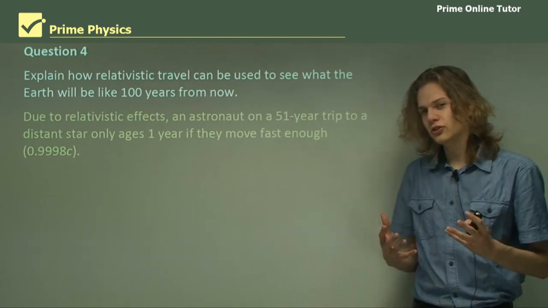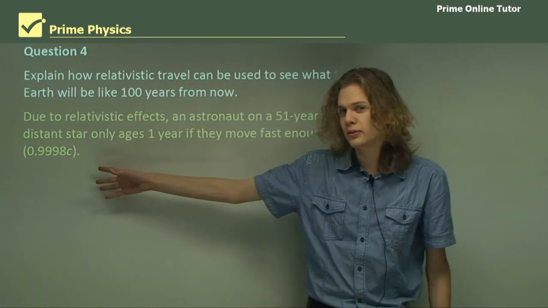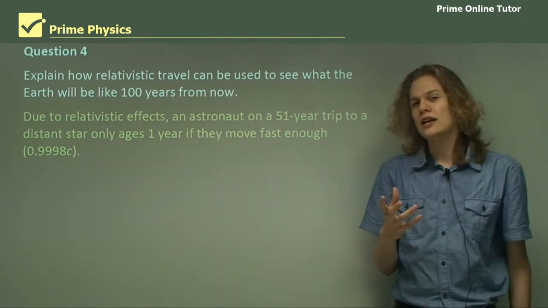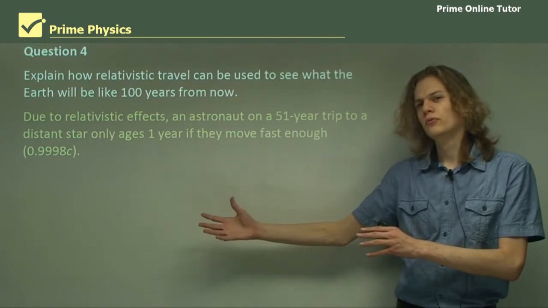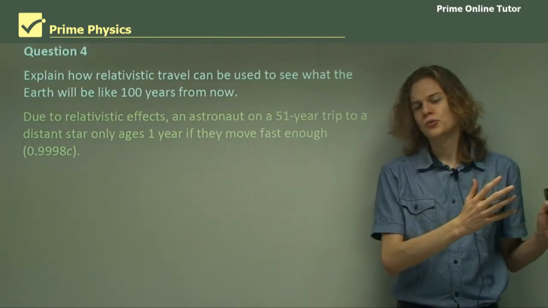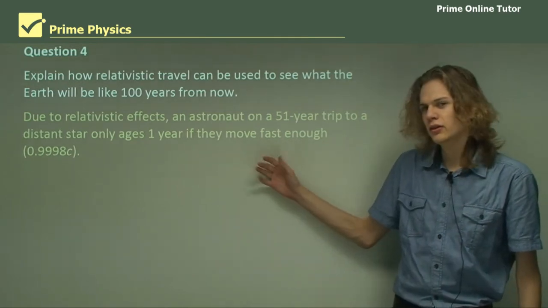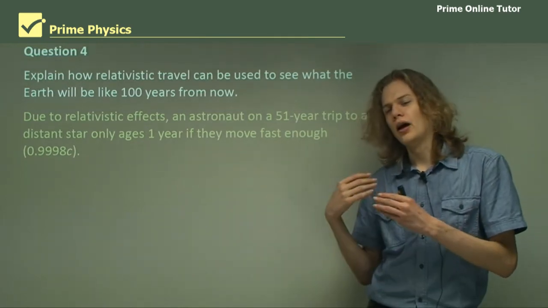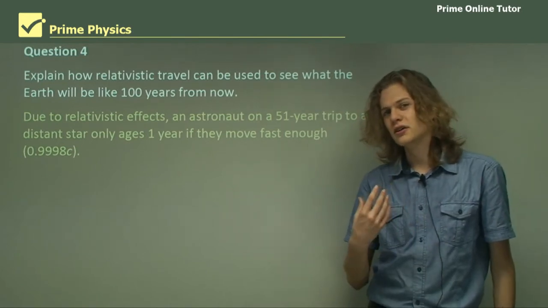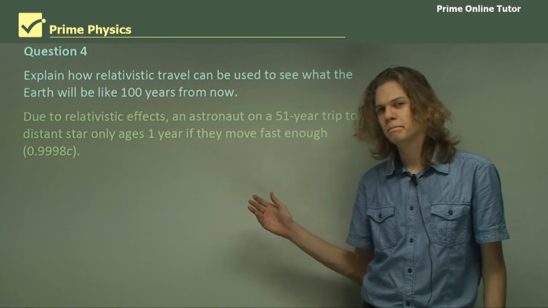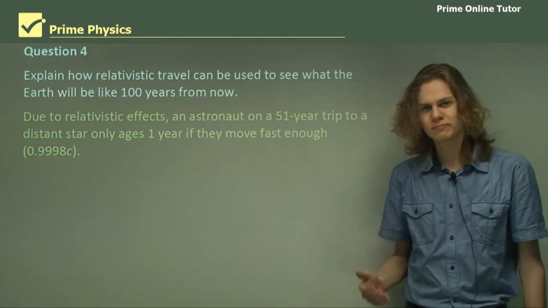So due to relativistic effects, if we're travelling at some ridiculously large fraction of the speed of light, then we might only age 1 year when we move through 51 years worth of travel from the Earth's point of view. Right? So from the Earth's point of view, our spaceship takes 51 years, but its passengers, us, only age 1 year. When we turn around and come back, how many years would have passed for each of us?